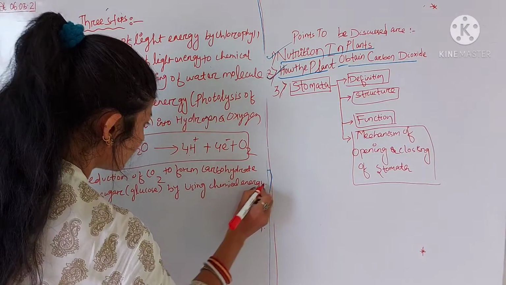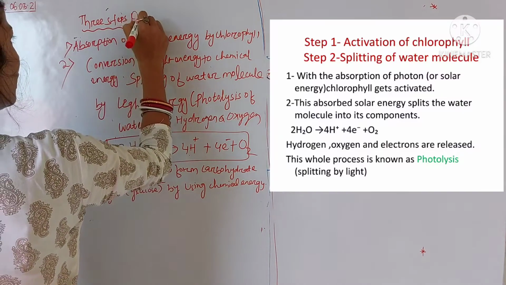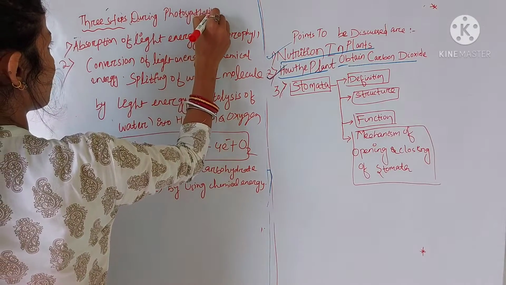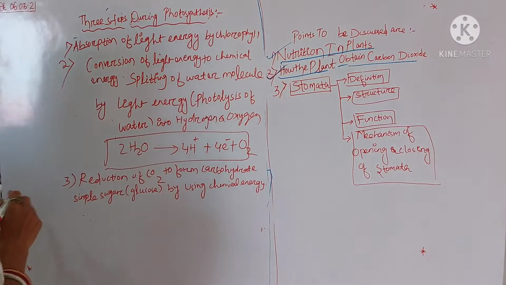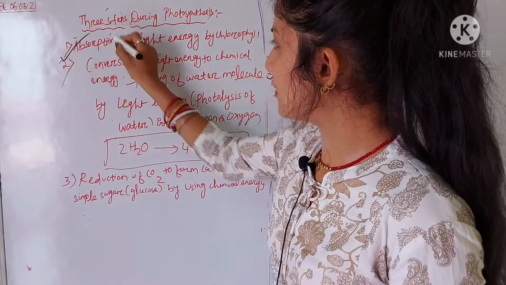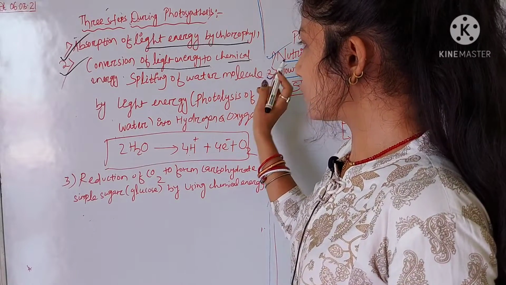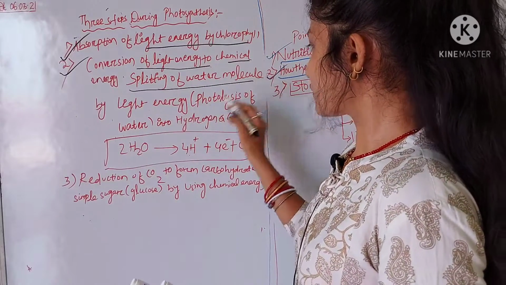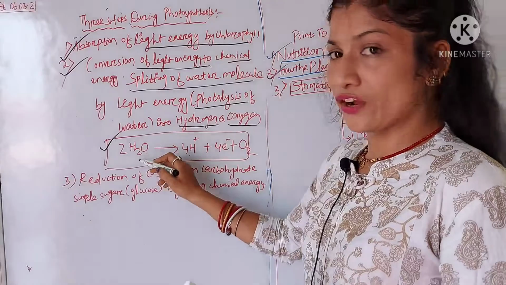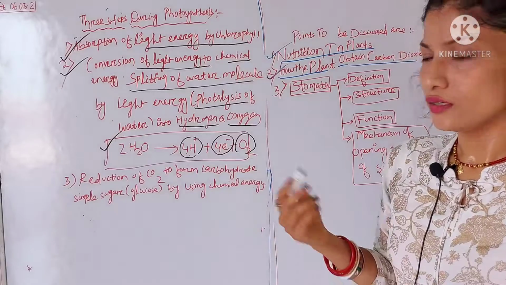These are the 3 following steps which are involved during photosynthesis. First is absorption of the light energy by chlorophyll, then conversion of the light energy into the chemical energy, and splitting of the water molecule, that is the photolysis of water, into hydrogen and oxygen, and here electron is also produced.